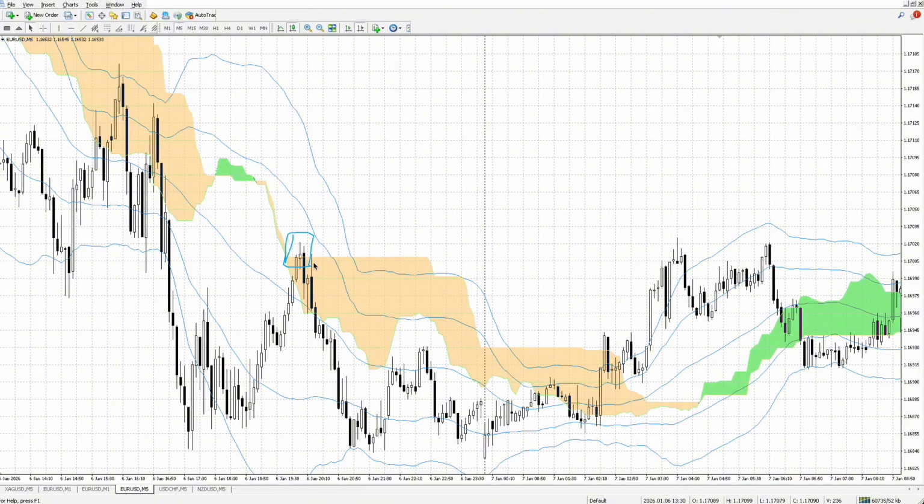That means that we waited for price to move below the cloud. At the same time, price crossed the middle line. This was a good short entry, a short opportunity.